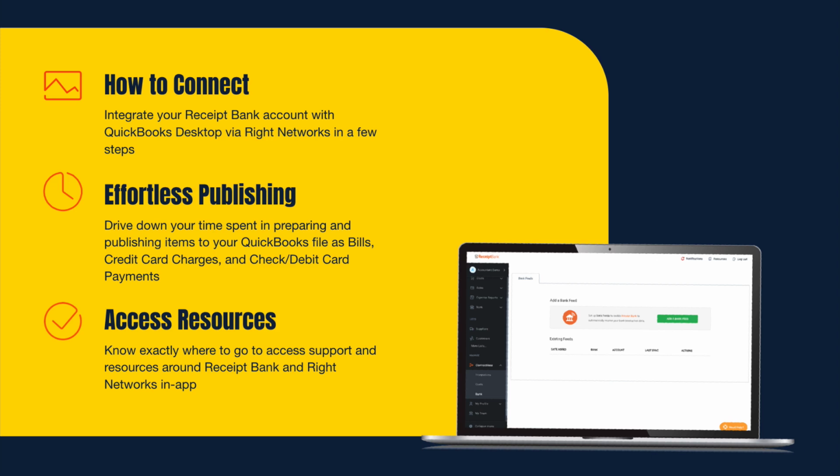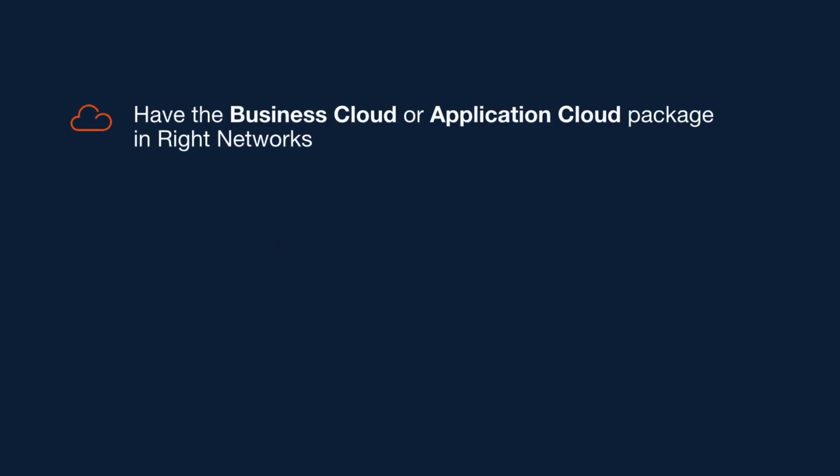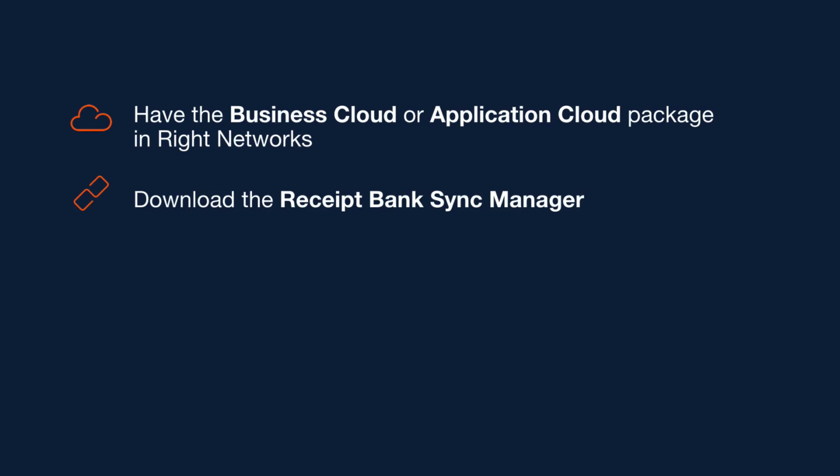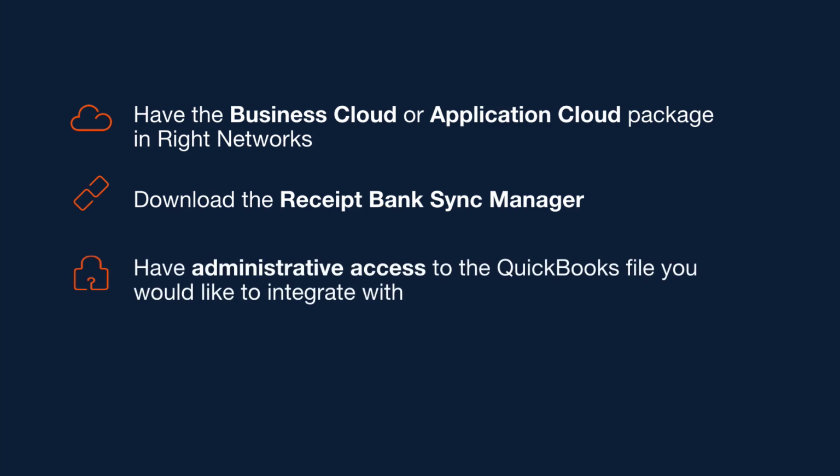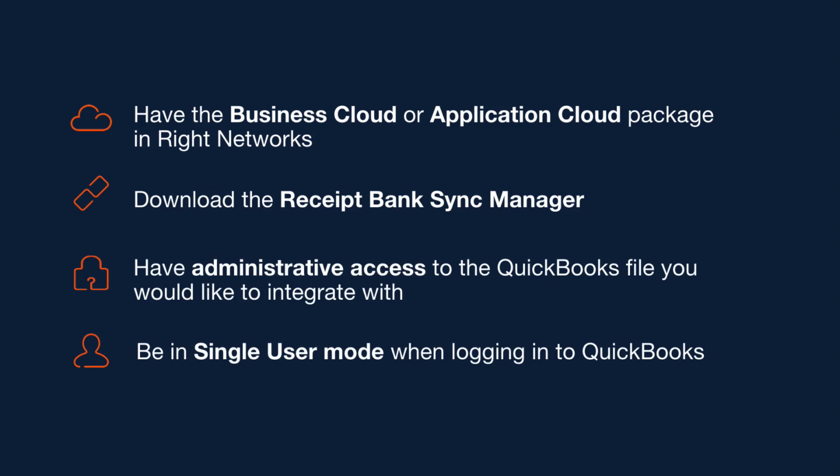These are some things that you'll want to make sure you have set up before moving forward. The first is that you'll need to have the Business Cloud or Application Cloud package in Right Networks in order to access the integration. You'll also need to download the Receipt Bank Sync Manager, which I'll show you how to do shortly. You'll need to have admin access to the QuickBooks file you'd like to integrate with, and you'll need to be in single user mode in that QuickBooks file. So be sure that no one else needs to access the QuickBooks file while you're getting it set up.